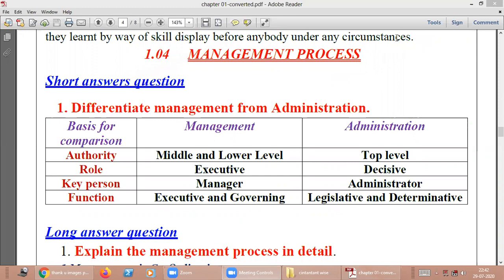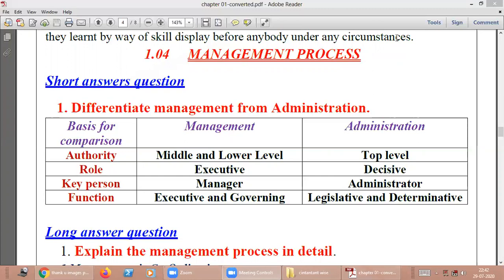Differentiate management from administration. Already we have discussed what is meant by management and what is meant by administration. A comparative chart is given in your book. You can see it in your book itself, and notes material has been given. This is a revision video, so we see the meaning. Basic comparison, management and administration.